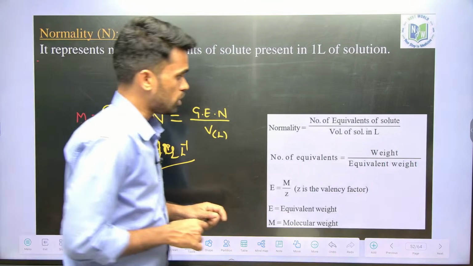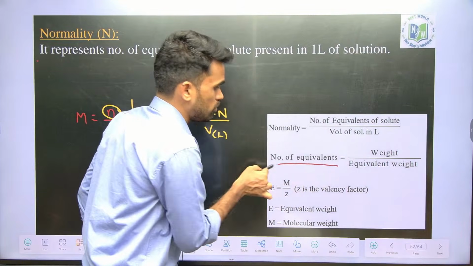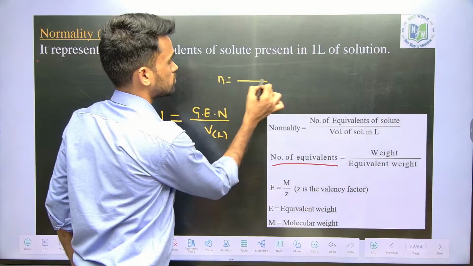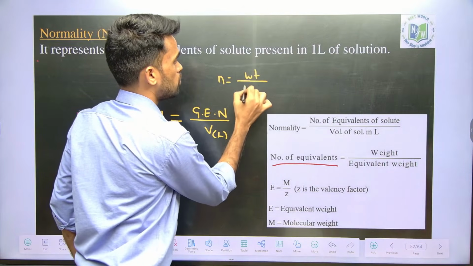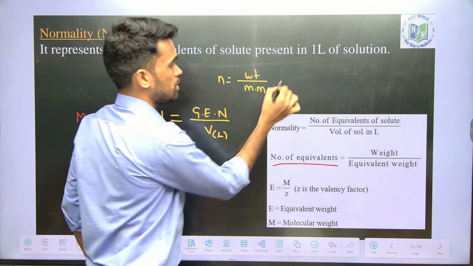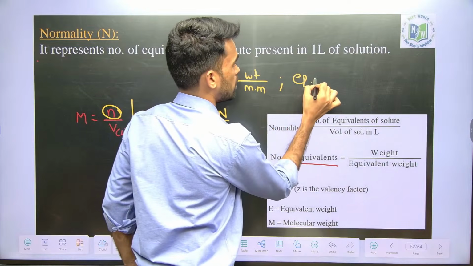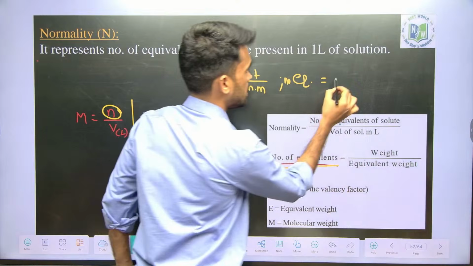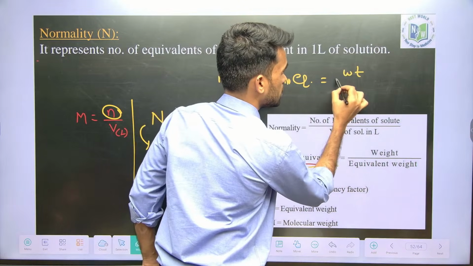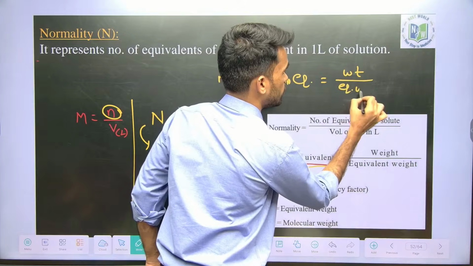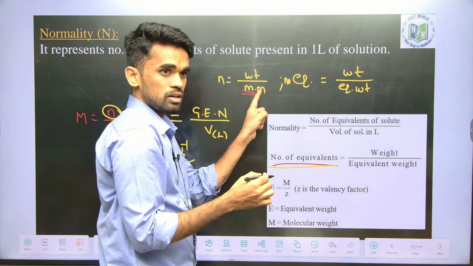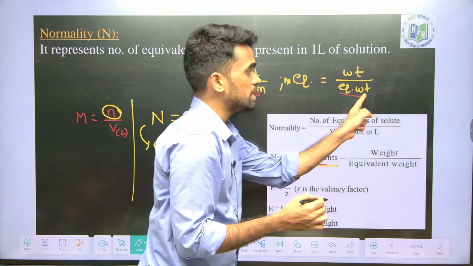Next one. Now what do we mean by equivalents? See, number of moles means what you have written? Weight by molar mass. Similar to this, number of equivalents means take the same weight by equivalent weight. See, this is molar mass or molar weight, and here it is equivalent weight.